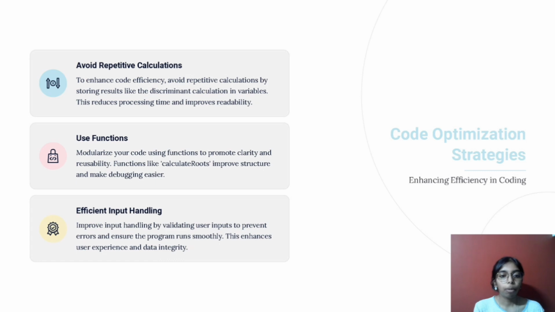Use functions. Modularize your code using functions to promote clarity and reusability. Functions like calculate roots improve structure and make debugging easier. Efficient input handling. Improve input handling by validating user inputs to prevent errors and ensure the program runs smoothly. This enhances user experience and data integrity.